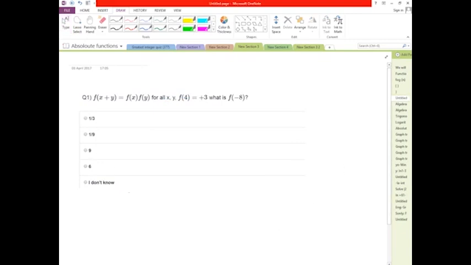So here again, it's a similar set. What has been given is f(x+y) is equal to f(x) into f(y), and then we need to find the value of f. We have been given f(4) is equal to 3, and we need to find the value of f(-8). When you start substituting values, some of them will not lead to anything, but I know which ones will lead to something.